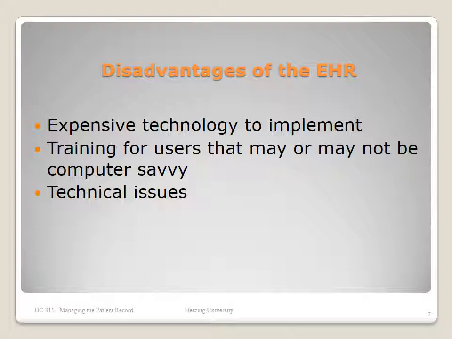Technical issues are another consideration for electronic systems. Backup systems must be put in place in the event the system goes down or becomes unavailable. Can you imagine a hospital having a power outage and not having access to medical records at all? It can happen, so it is best to prepare for it ahead of time.